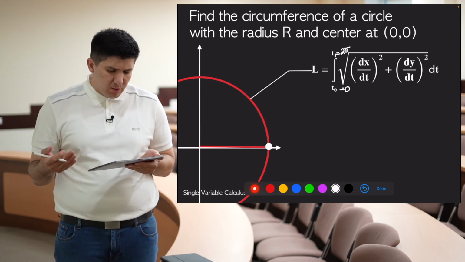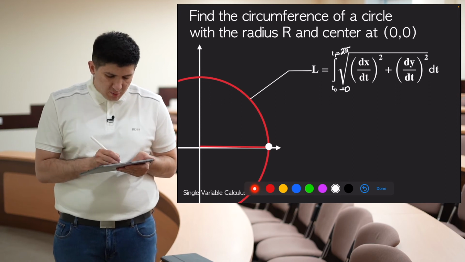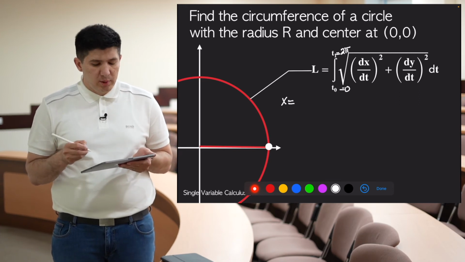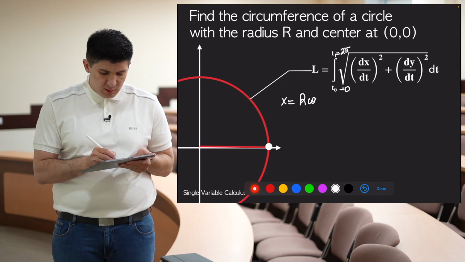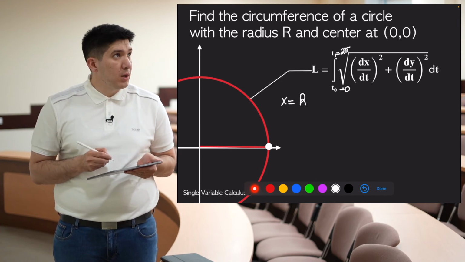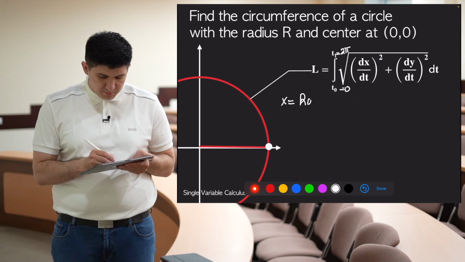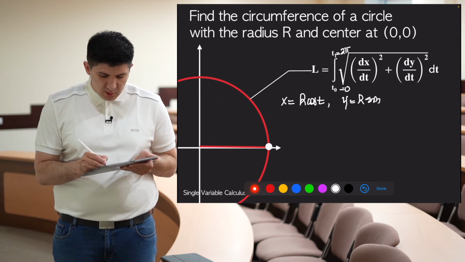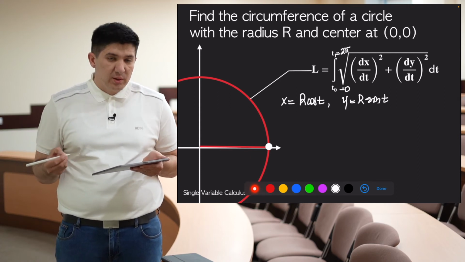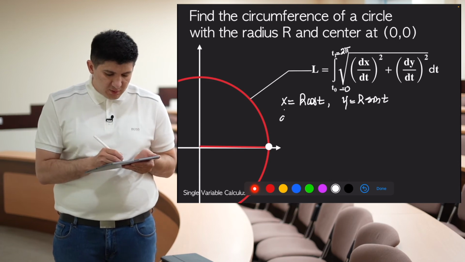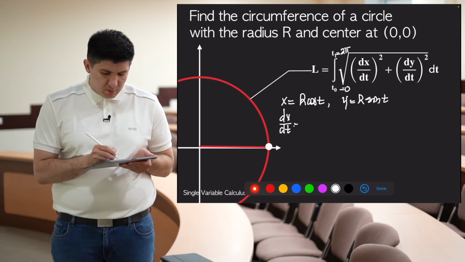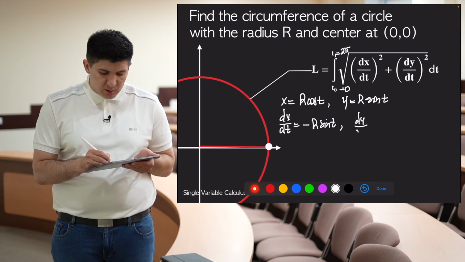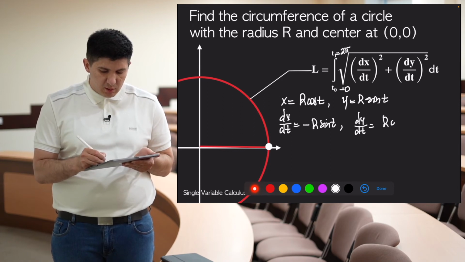Let's do this with any radius. We know that the equation of a circle with radius r at the center with coordinates 0 and 0 is going to be x equal to r times the cosine of t, and y equal to r times the sine of t. Well, we have to find the derivatives and substitute them into the formula. The derivative of x with respect to t is going to be equal to minus r times the sine of t, and the derivative of y with respect to t is going to be equal to r times the cosine of t.